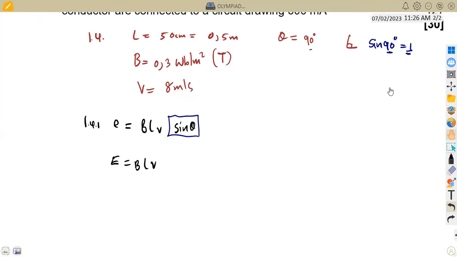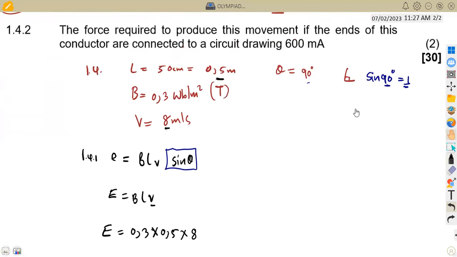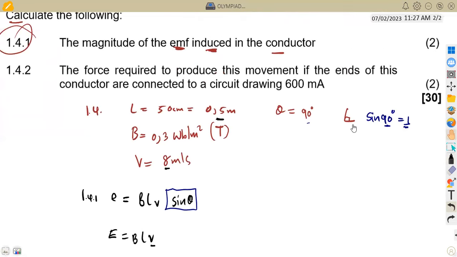So as you can see from our formula, all we need is to substitute back. We've got everything. Our B being 0.3 times the length in meters, which is 0.5. So that's 0.5 times the velocity in meters per second. So our velocity, it's 8. So E is going to be, if we multiply properly, we are going to obtain 1.2 volts in this case. All right, so that is how we could have calculated the voltage, which is the EMF.